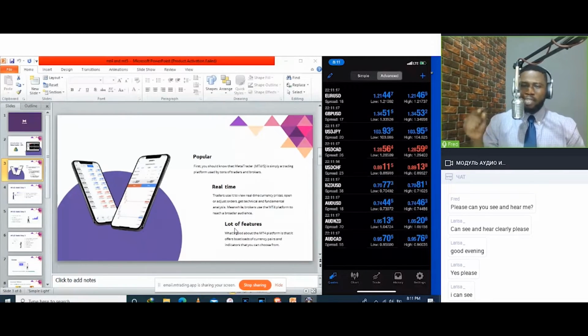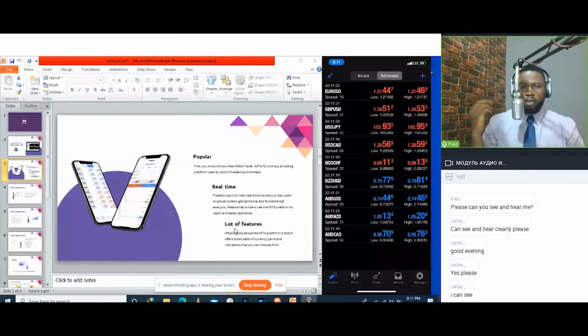What about other trading platforms? There are a lot of trading platforms apart from the MT4 and the MT5. We have the cTrader, right? And NinjaTrader and other trading platforms. But the MT4 and the MT5 are by MetaQuotes. MetaQuotes is the name of the company who created this software. That's what a lot of traders use to place their trades in the market.